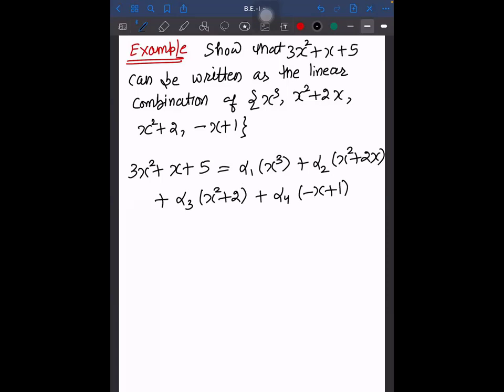Yes, sir. So we'll write 3x square plus x plus 5 is equal to. We'll also create a polynomial on the right hand side in order to compare the coefficients. So we'll write it in a proper format. First of all, we'll need the x cube's coefficient, that is alpha 1 x cube. Now try to collect the coefficients of x square.